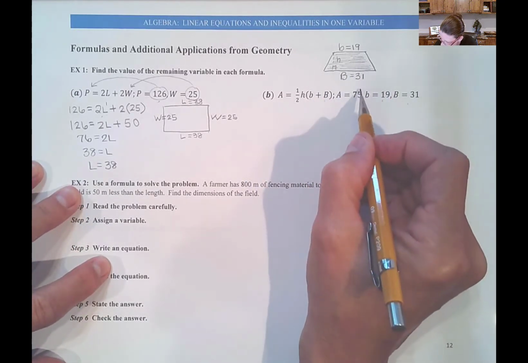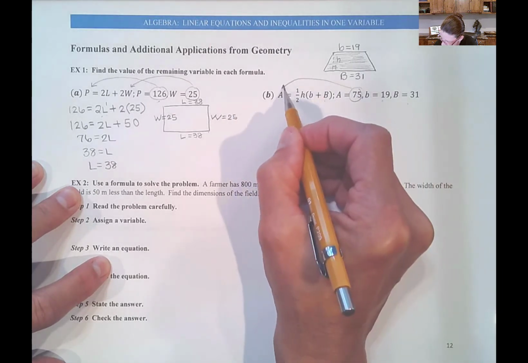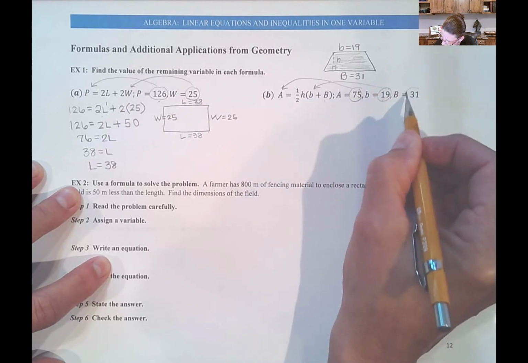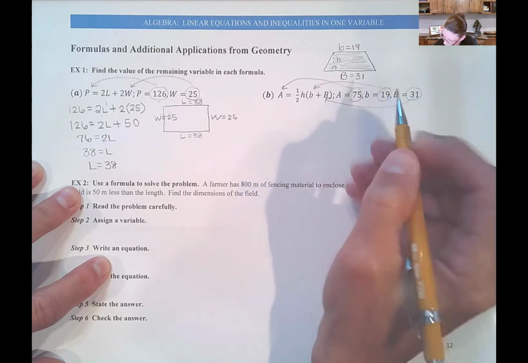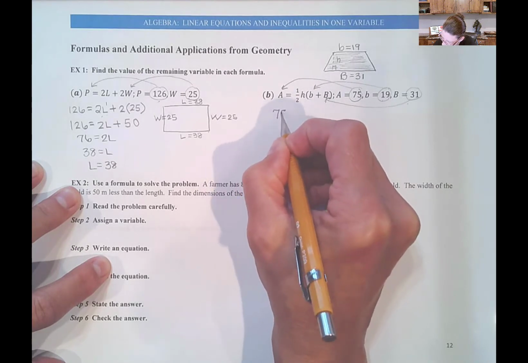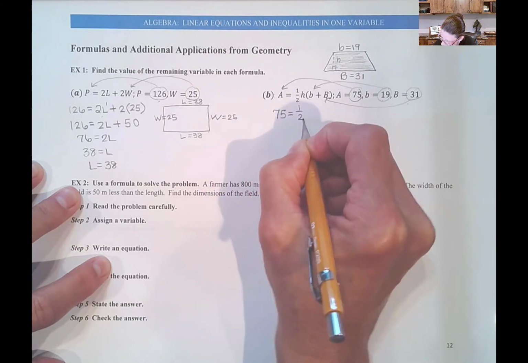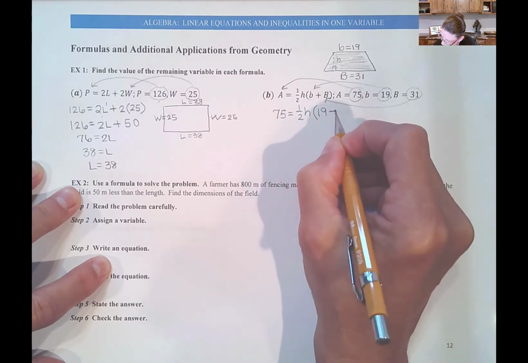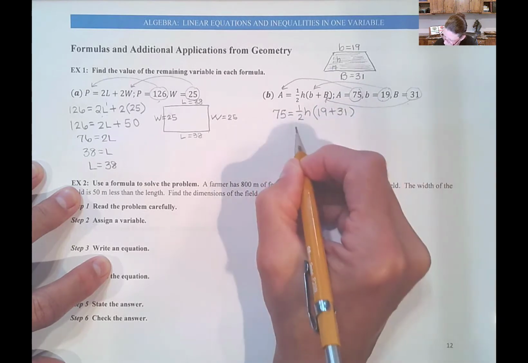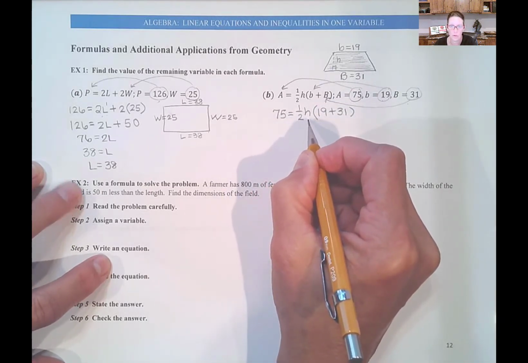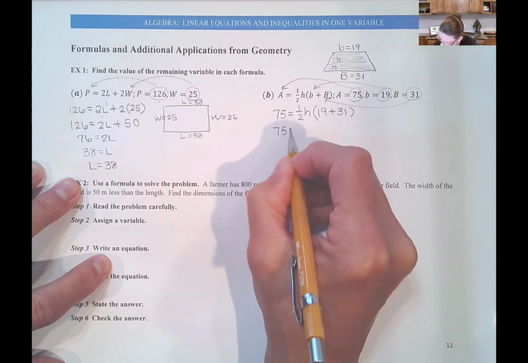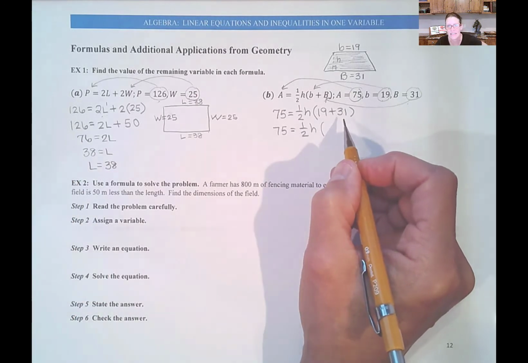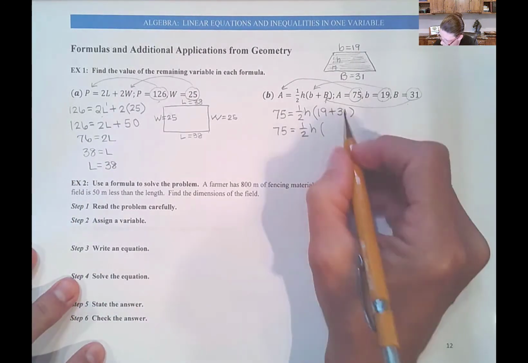We're going to substitute values. A is 75, lowercase b is 19, and capital B is 31. Let's substitute. 75 is 1/2 h the height times, in parentheses, 19 plus 31. Now we're just going to solve for that remaining variable, the height. 75 is 1/2 the height times, I'm going to go ahead and add 19 plus 31. That sums to 50.